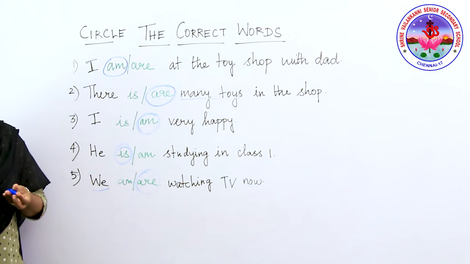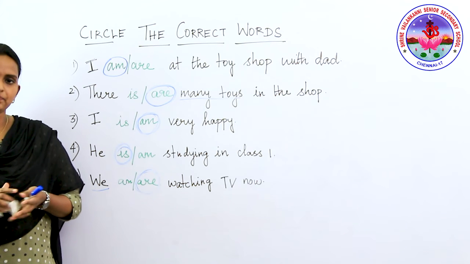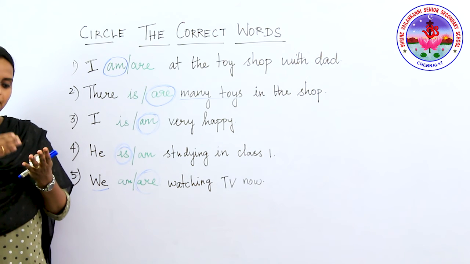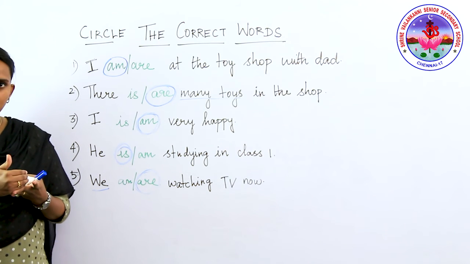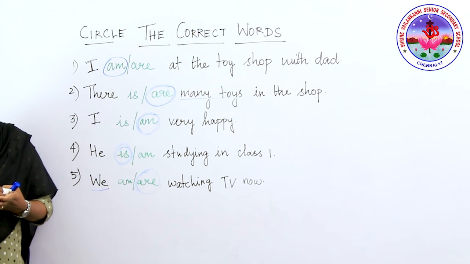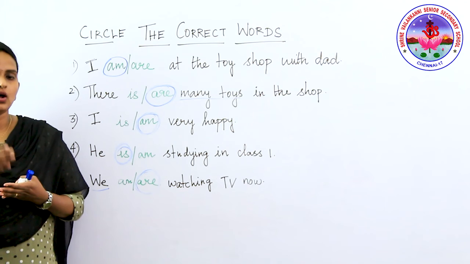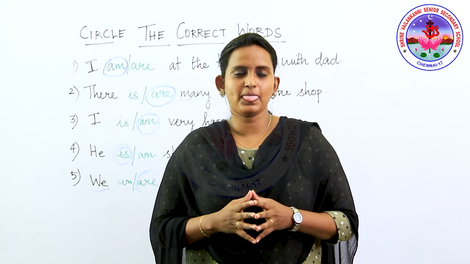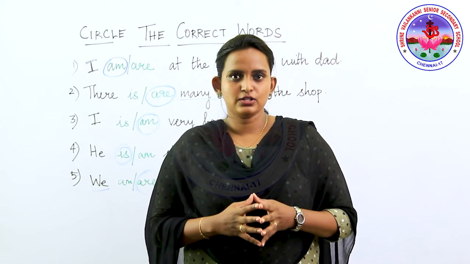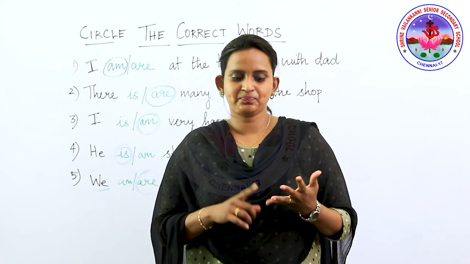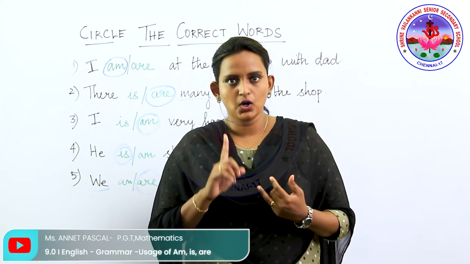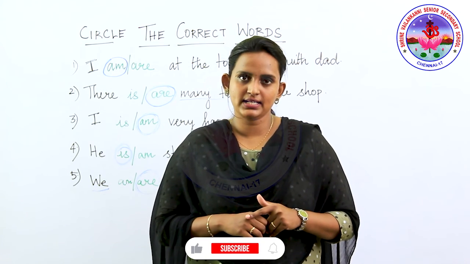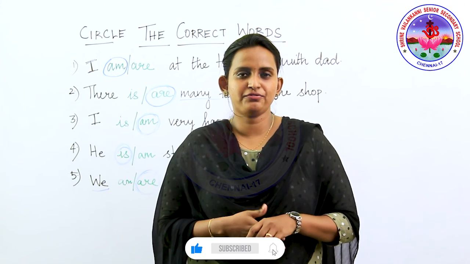So remember children, am is always used with I, is is used with anything that is going to be one in number, or it might be starting with he, she or it, okay. And are is always used with anything that is going to be more than one in number. Okay, so that's all about the usage of am, is and are. So once again, am is used with I, is is used with anything that is going to be one in number, and are is going to be used with anything that is going to be more than one in number. So that's all about the usage of am, is and are.